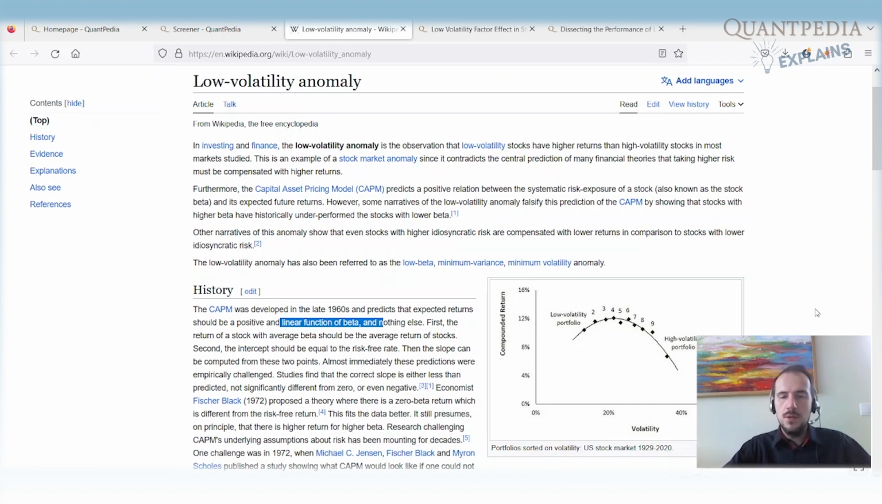So we can take a look at the data and assess what the risk-return relationship is in reality, and we see that it's not at all a linear function. In reality, high volatility stocks and high volatility portfolios usually have a lower return than low volatility stocks. So this is how it looks when we sort portfolios based on volatility, and that's the basis of the low volatility anomaly and low volatility strategies.